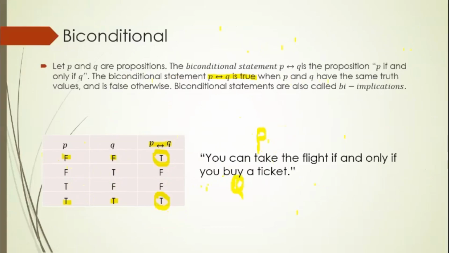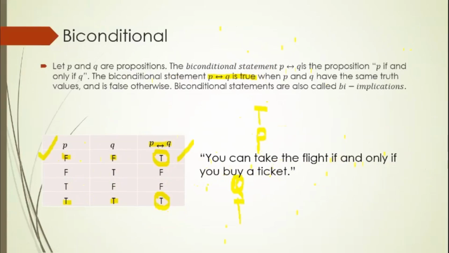So we are going to assume that our P is true. That is the only time that you can take the flight if you bought a ticket. You can take the flight if and only if you buy a ticket, of course. So let us now make this statement, this condition, false and false. You cannot take the flight even if you bought a ticket. If you don't have the ticket, then you cannot take the flight.